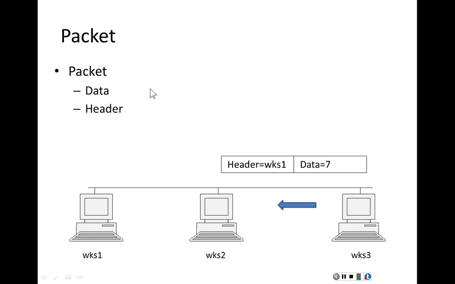Well, actually, if we look at it in binary, this is what a packet looks like. We have the header here, and the header says it's going to Workstation 1. And the data that we're sending is the number 7. And this is what a packet is.